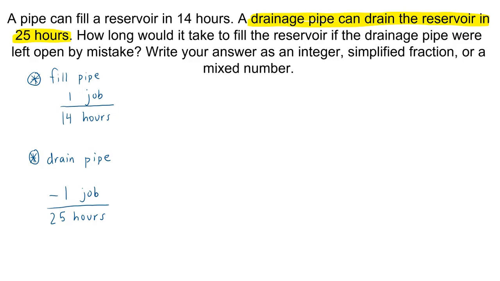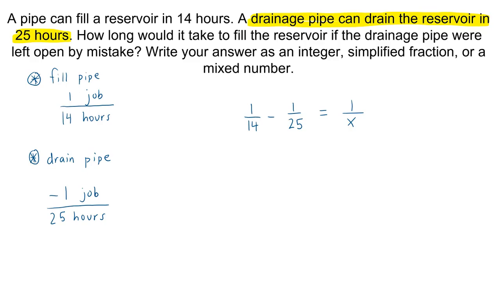So how long would it take to fill the reservoir if one pipe is filling it in 14 hours, but another is draining it every 25? That amount of work can be expressed as 1/14 minus 1/25. And that would be equal to 1 over x, which signifies one job completed every x hours.